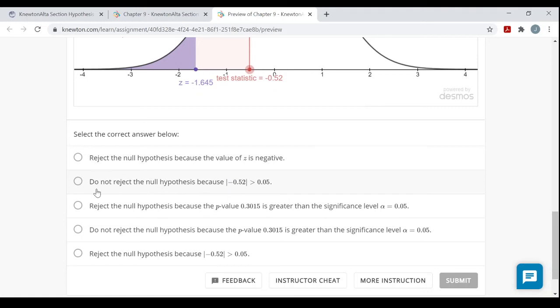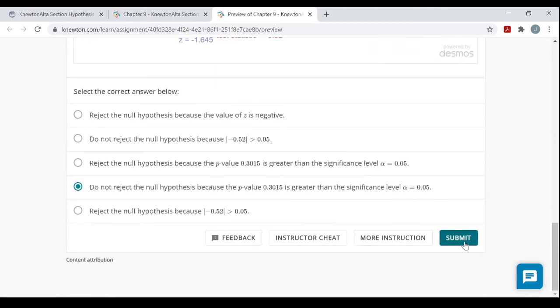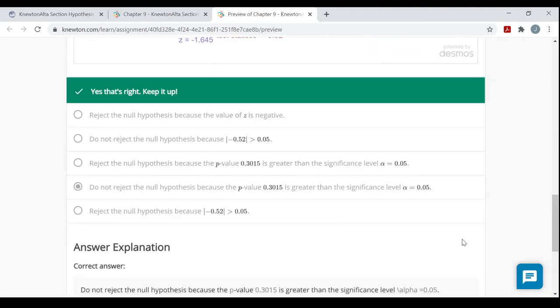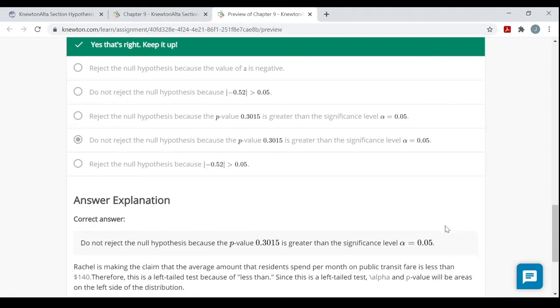Now, let's see here. Do not reject the null hypothesis because the absolute value of negative 0.52 is greater than 5. That's not the reason why. It's because the p-value is greater than the significance level. That's why you're not rejecting the null hypothesis. So this fourth option down here. All right, and then there's probably a second part.